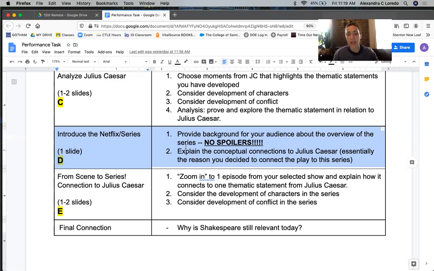And ideally what you're going to do in this slide is just give some overview about the show overall, and then explain the concept. So if you chose betrayal, and you said betrayal, blah, blah, blah, in Julius Caesar, and here's how betrayal is present in Julius Caesar. This show, Breaking Bad, addresses the idea of betrayal because da-da-da-da-da.